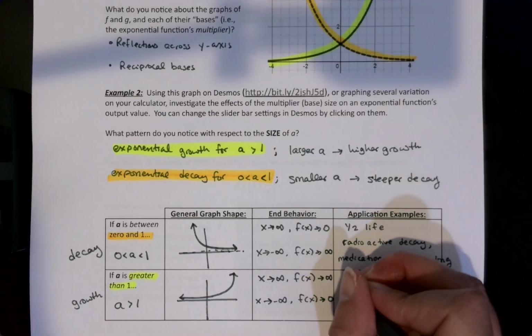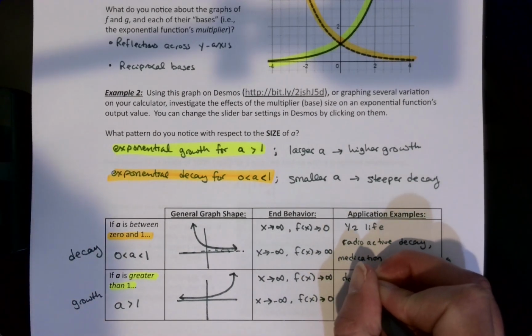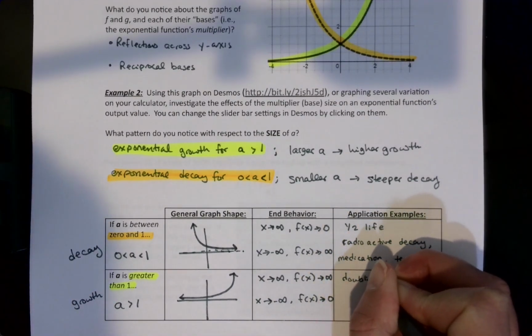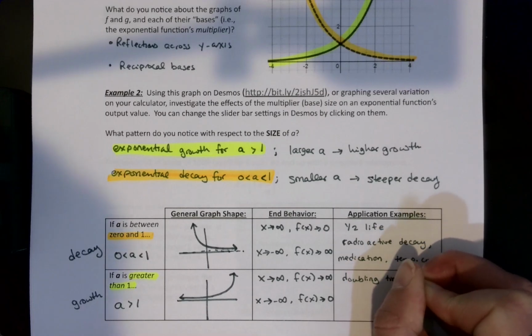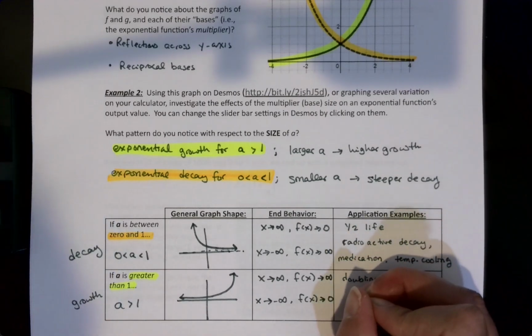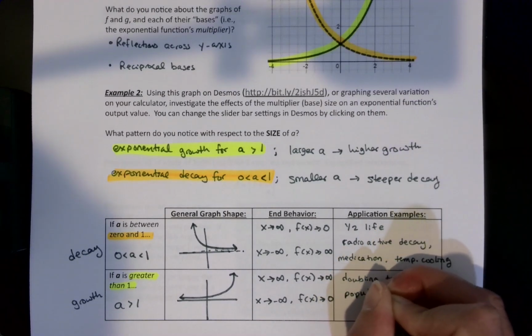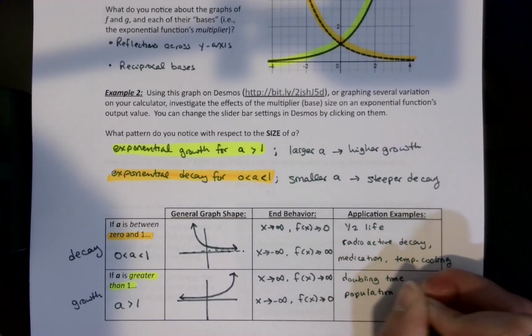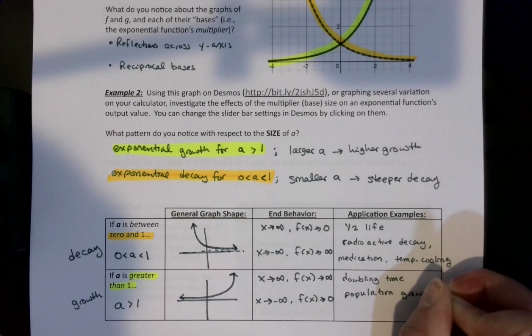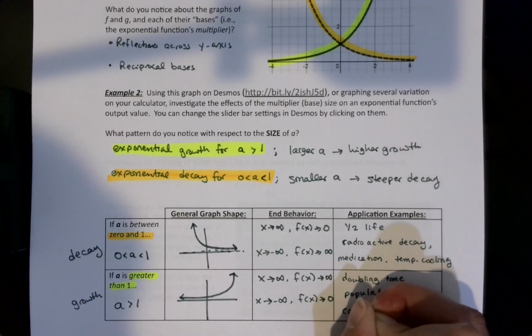Examples are doubling time, and things like population growth and compound interest.